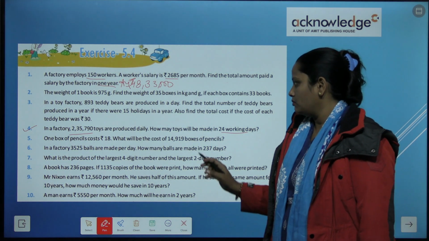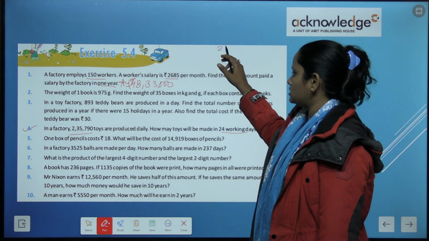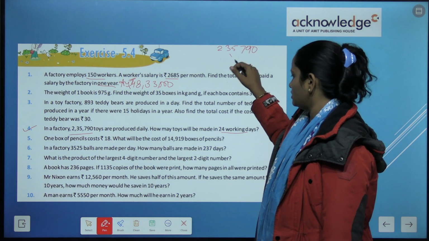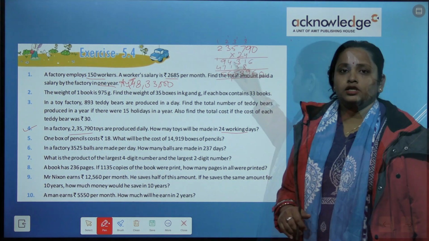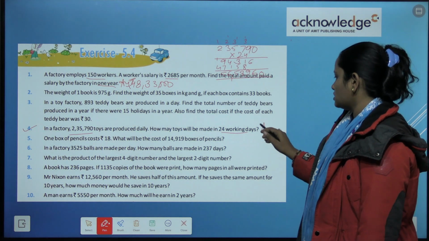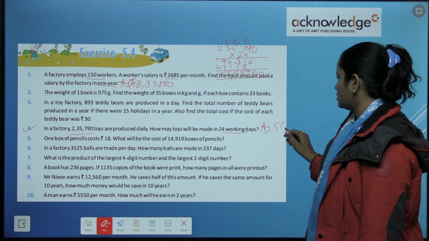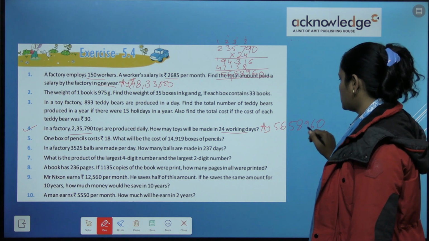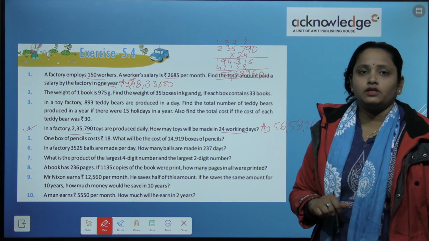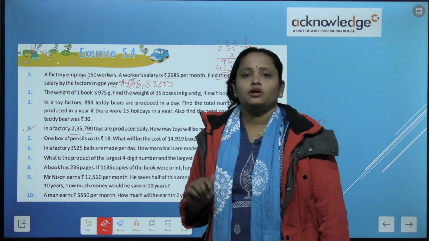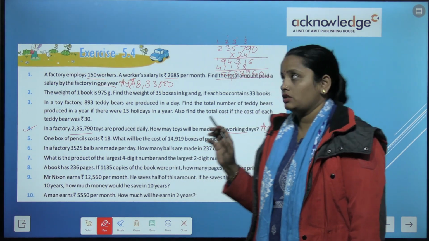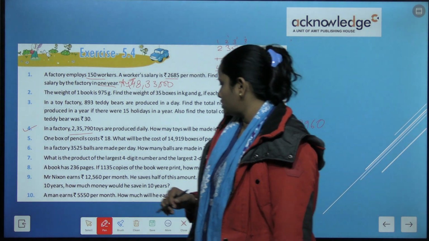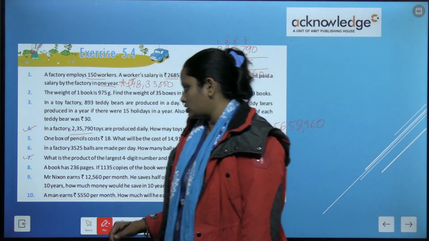So let's multiply this number with 24. So children, on multiplying we get this answer. Answer is 56,58,960. Similarly, let's do this 7th question.